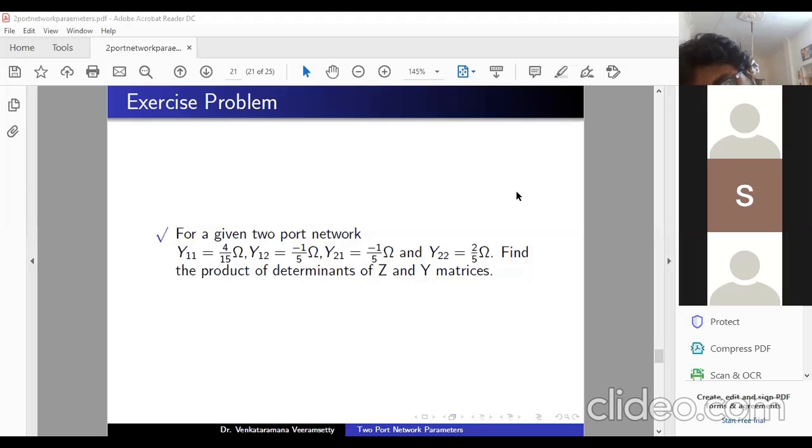So please give the answer. What is the answer for that one? The product of the determinants of the Z and Y matrix. We have 5 more minutes.